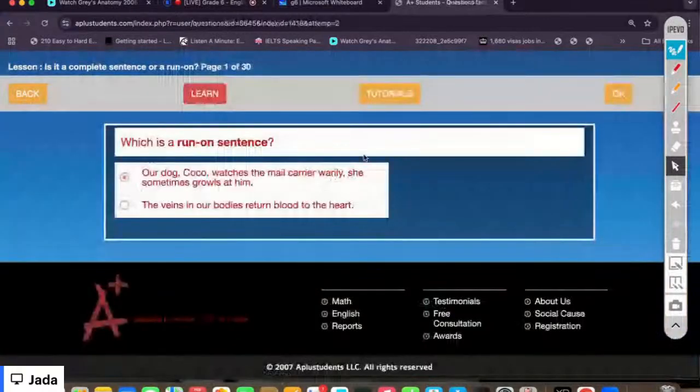All right, so let's move on to the test here. You can share your answers as usual if you know that. Which is a run-on sentence? Our dog Coco watches the mail carrier wearily. She sometimes growls at him. The veins in our bodies return blood to the heart. So, which is a run-on sentence here?